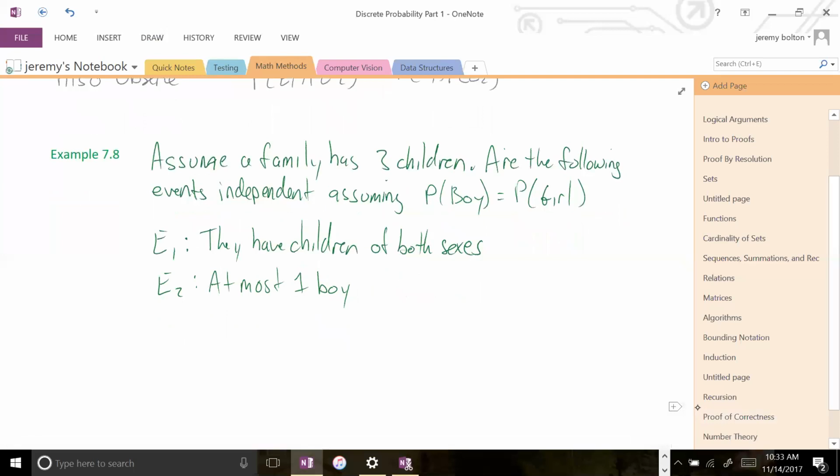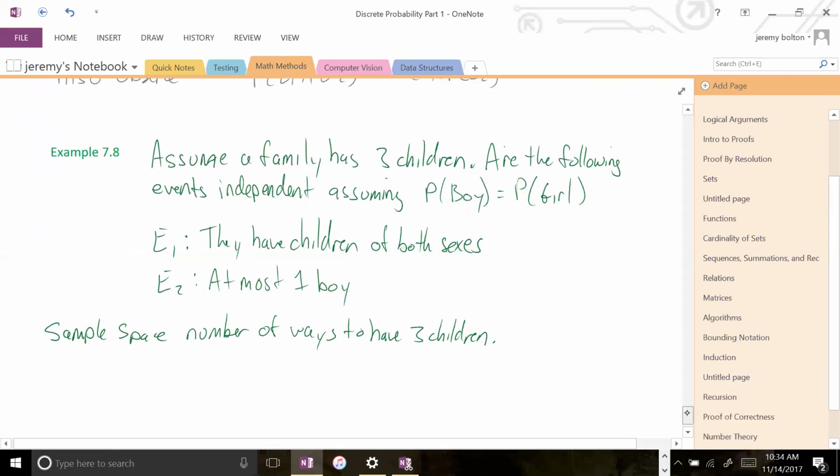All right, so whenever answering a question like this, of course, the first thing we're going to do is identify the sample space. So what is our sample space here? The family has three children. We want to look at these events related to these three children. So we need to know the number of ways you can have three children, assuming boy or girl is the outcome.